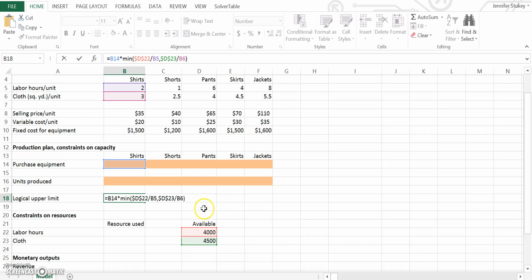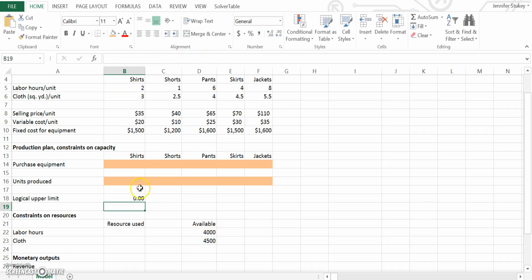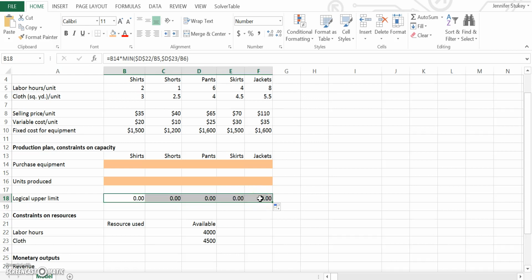So that's this formula. So again, if B14 ends up being a 1, then our logical upper limit is going to be whichever of these is smaller. Okay, and if it's a 0, then this whole formula is going to be 0. So we can go ahead and finish that, and then copy and paste it all the way across. Our absolute values allow us to copy and paste.